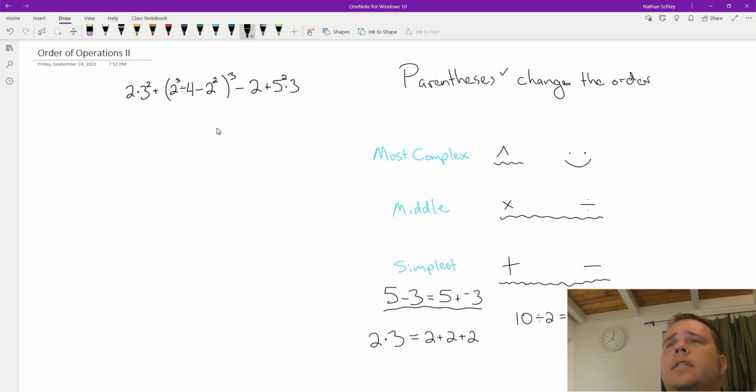Maybe I should say parentheses can change the order. So that's why usually if you're told PEMDAS, you have this acronym and they put parentheses first. If parentheses didn't go first, they wouldn't be powerful enough to be able to change the order of complexity that comes as a default.